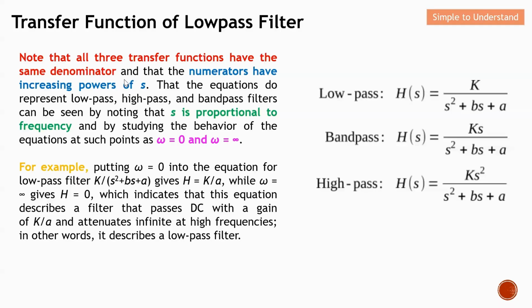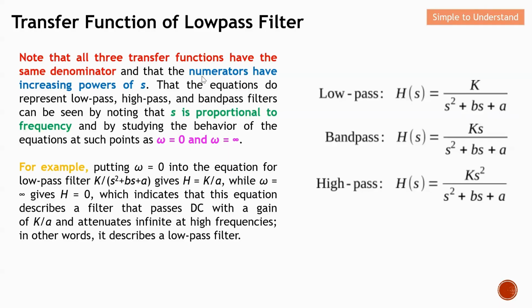Let me explain a little bit more on the three transfer functions of the low pass filter, band pass filter, and high pass filter. Firstly, take note that they have the same denominator. From here, you can see that this is the denominator for the low pass filter. This is for the band pass filter, and the denominator for the high pass filter. You can see that all three have the same denominator.